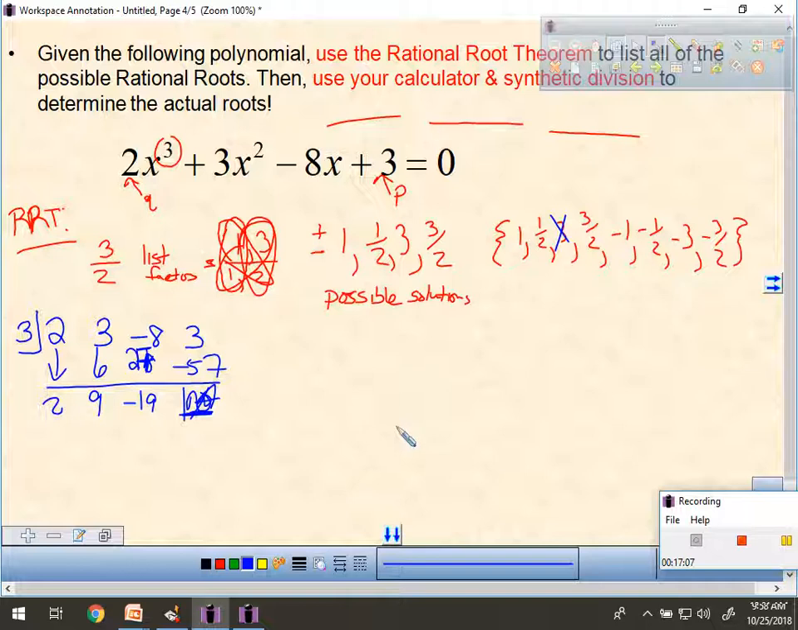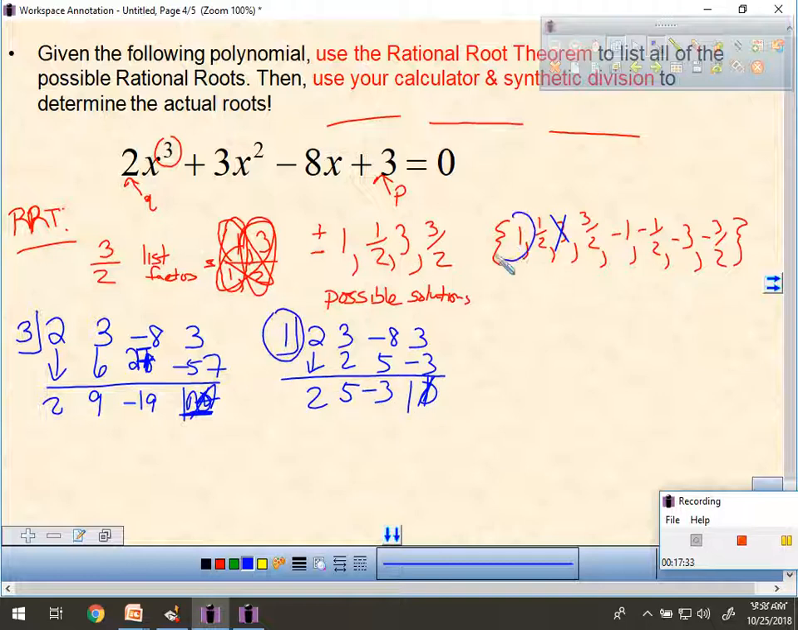All right, Larry, pick me another number for me to try. 1? Why not? Let's try 1. All right, so 2, 3, -8, and 3. Then I'm going to bring down a 2, multiply, I get 2, add, I get 5. Whoa, really? 5, -3, and the remainder is 0. We're going to play the lottery tonight, Larry. So yeah, that one works out. So 1 is one of my answers.